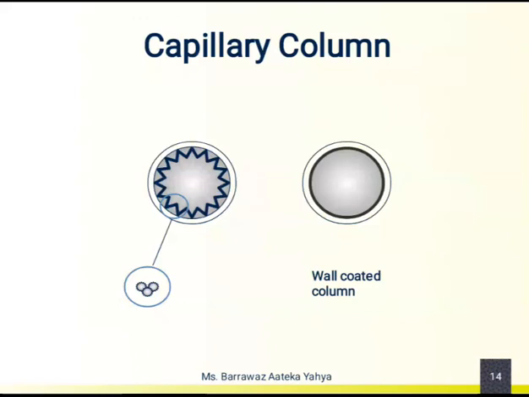In the case of a capillary column, the internal solid surface of the column is coated with a thin layer of the stationary phase, and it forms a wall coated open tubular column. If the coating is with porous material, then again it forms a capillary column with higher HETP and a higher resolution power.